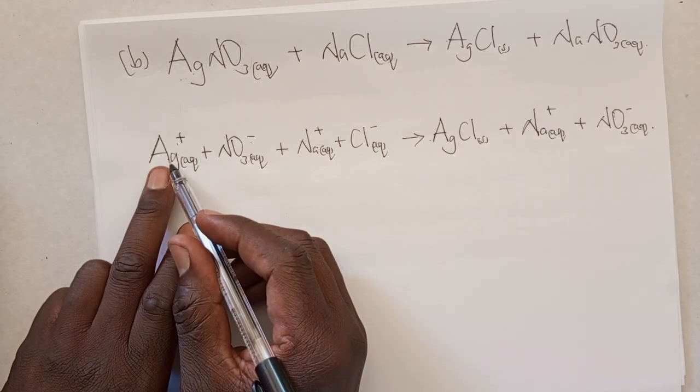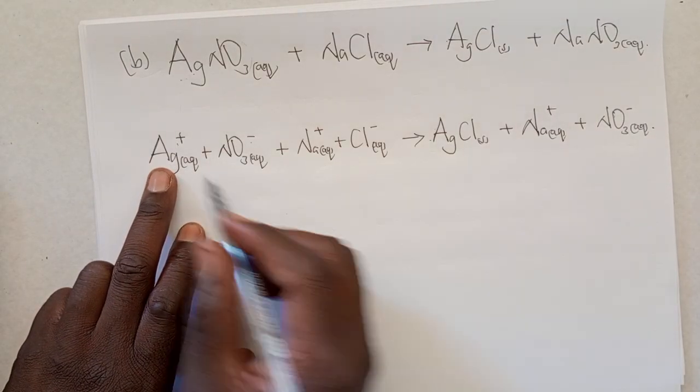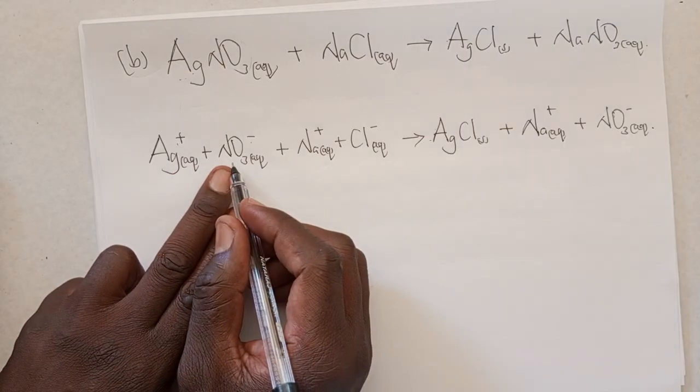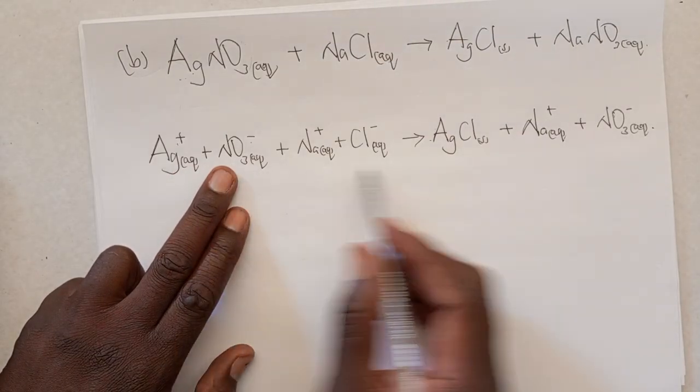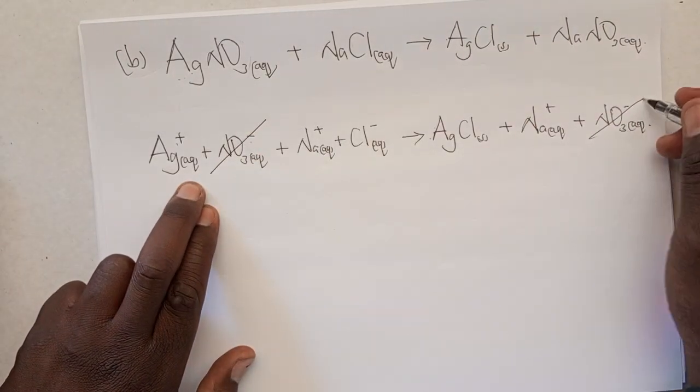Is silver appearing on this side, silver ion? No, we leave this one out. Is nitrate appearing on both sides of the equation? We look for it. Yes, it's here. We cancel this one, cancel this one.